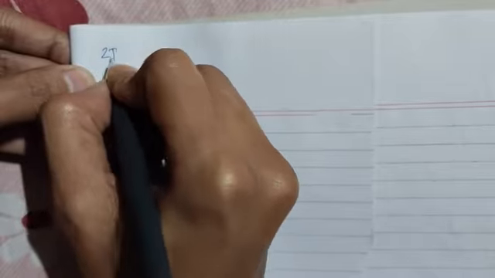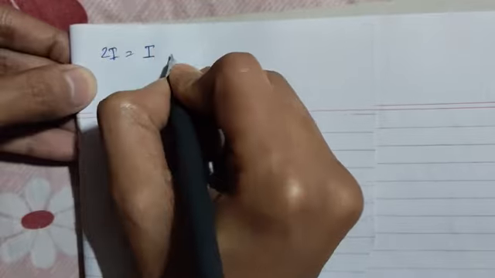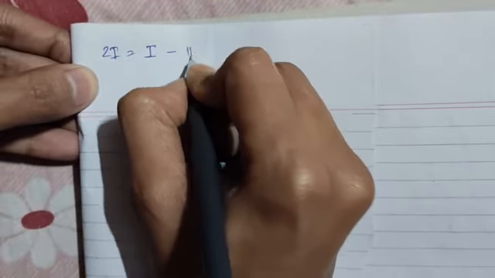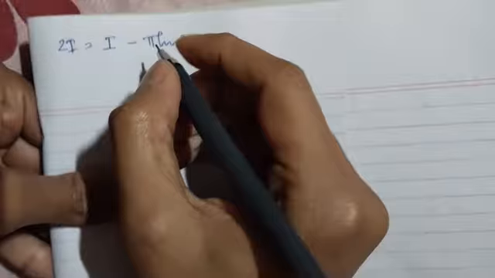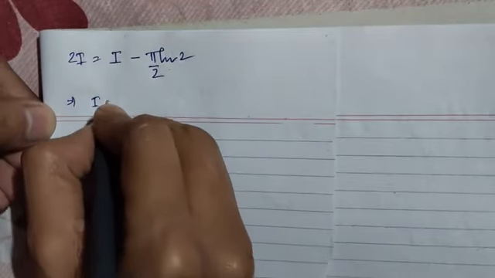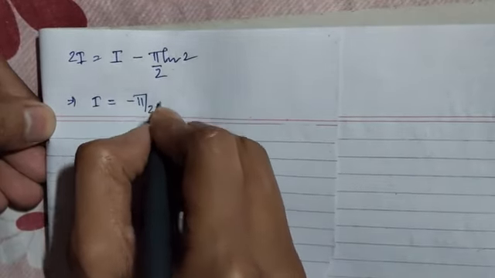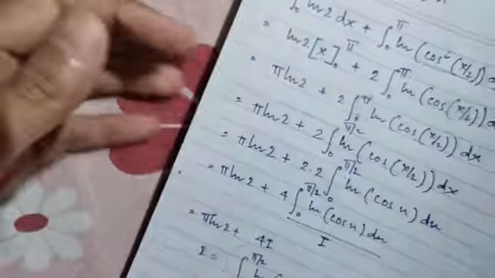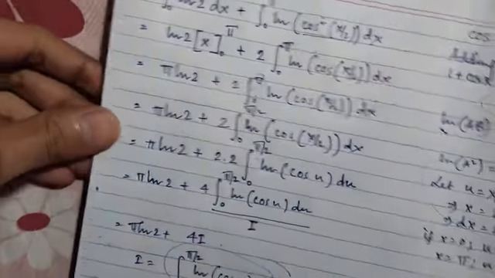So let's solve this again. From here we get 2I equals I minus pi by 2 ln 2. Oh sorry, pi by 2 ln 2. From here we get the value of I is minus pi by 2 ln 2.